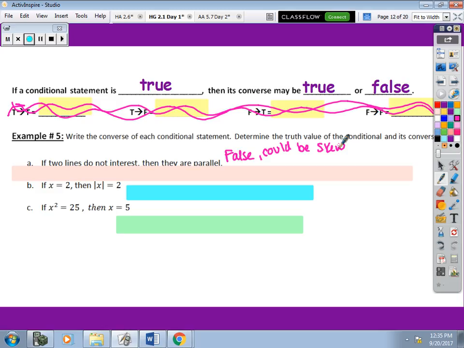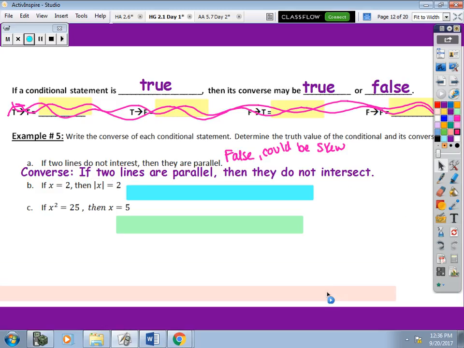Alright, now let's write the converse. Who could tell me what the converse of this statement would be? Noah? If two lines are parallel, then they do not intersect. Good. If two lines are parallel, then they do not intersect. You could use the symbol instead of the word. You want to use your parallel symbol. Perpendicular, you can also do that. And then you write not intersect.